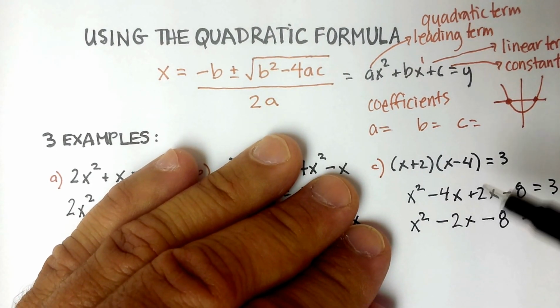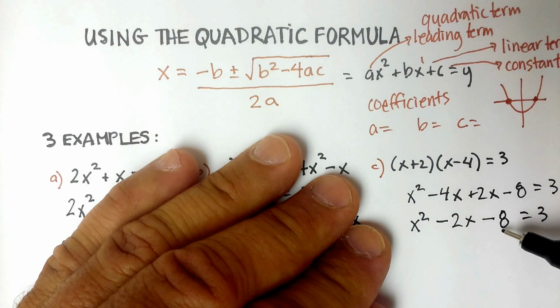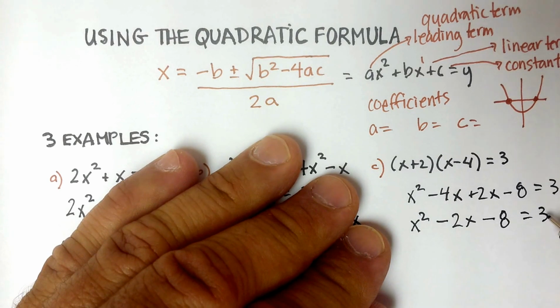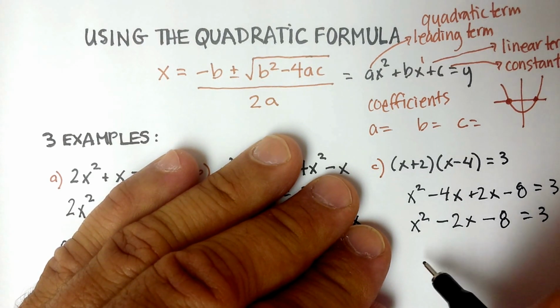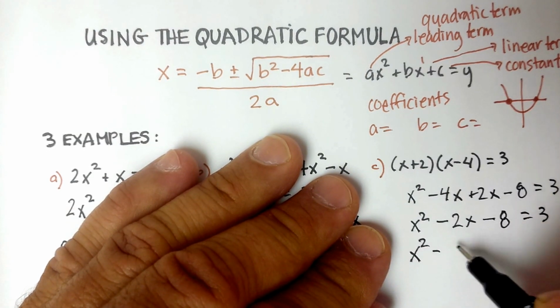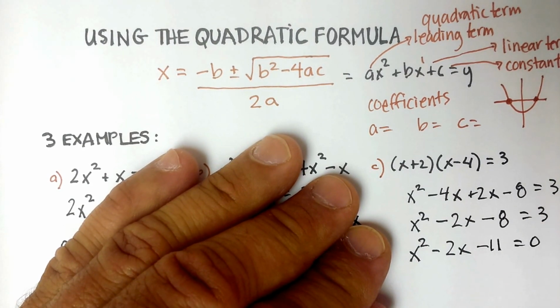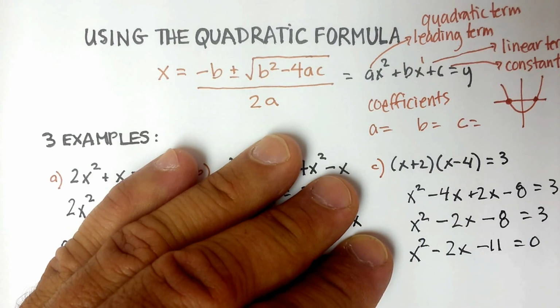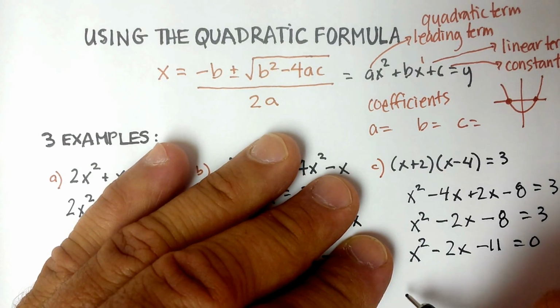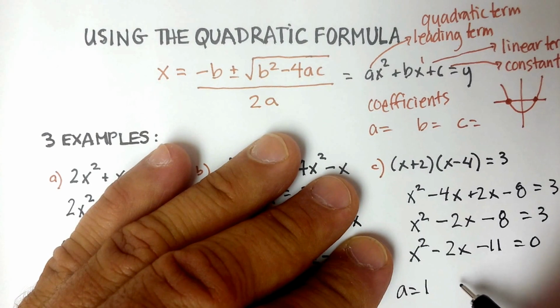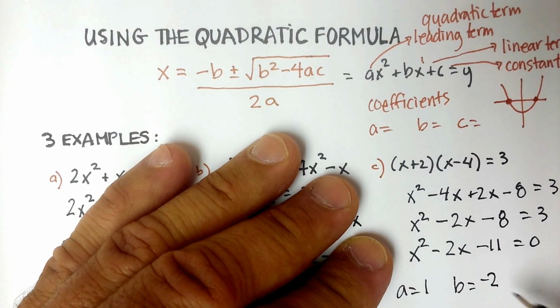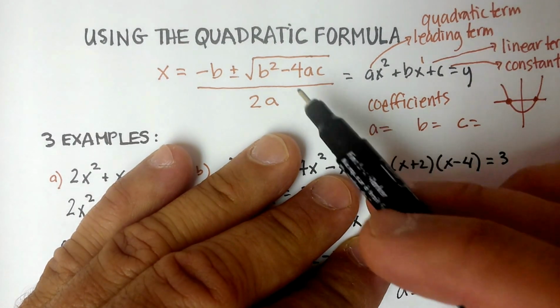Now, you might be tempted to say that the a is 1, the b is -2, and the c is -8. But remember, it has to be equal to 0. So I need to subtract 3 from both sides. So I get x squared minus 2x minus 11 equals 0. Now I can actually do my a, b, and c. A is 1, b is -2, and c is -11. And those are the 3 numbers you put through here.